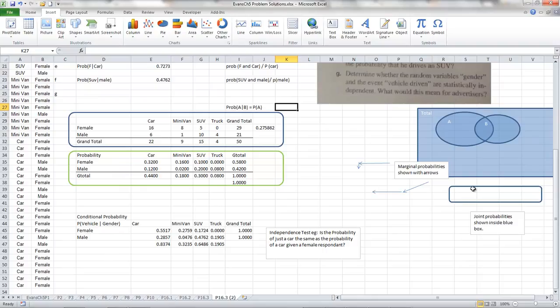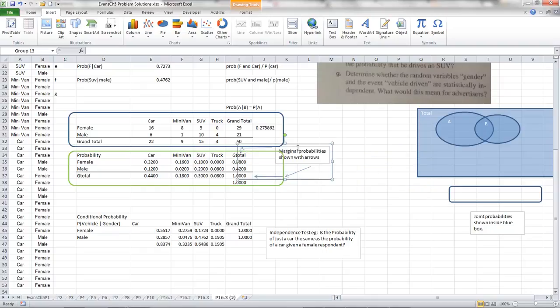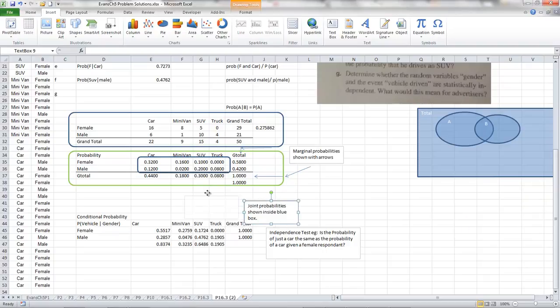Okay, so a couple of things here. I created a couple helps. One of the things is, in my diagram here, you'll see that I pointed arrows to where the marginal probabilities are. Okay, so these marginal probabilities are shown by arrows. There's these at the end of the row and these at the end of the column. Those are marginal. The ones in here are joint. Now, to indicate that these are our joint, this helps out a little bit, I think. And I put a label over here. So the joint probabilities are shown inside the blue box here. Okay, just to be clear.